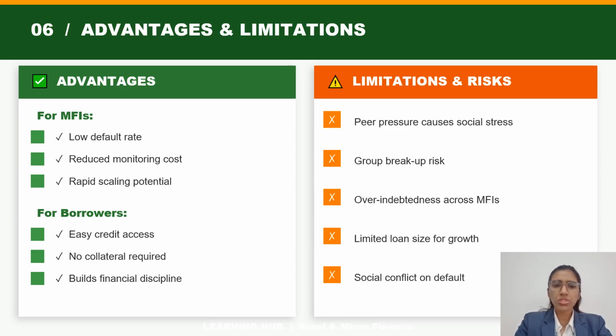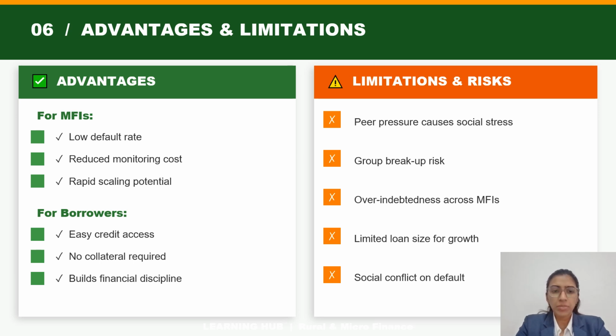Every model has two sides. Let's dive into the advantages first. For MFIs: low default rates, strong repayment, reduced monitoring costs because peers do it, and rapid scaling to serve many people quickly. For borrowers: easy credit access, no assets or collateral needed, social trust is enough, and they build financial discipline through regular meetings.